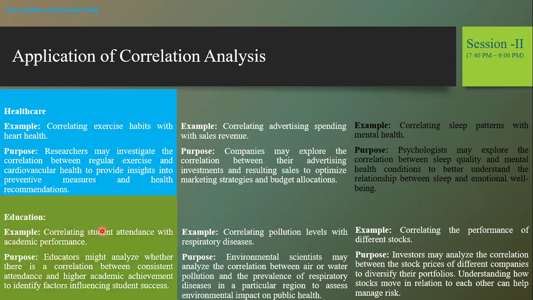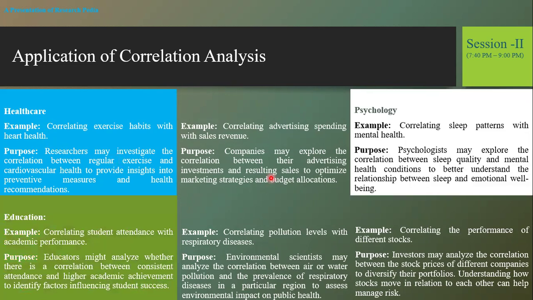The next thing that you may be interested in, in the education domain, is correlating students' attendance with their academic performance. Educators might analyze whether there is a correlation between consistent attendance and higher academic achievement to identify the factors influencing student success. You may also be interested in the psychology domain in order to find out whether sleep patterns are associated with mental health. So psychologists may explore the correlation between sleep quality and mental health conditions to better understand the relationship between sleep and emotional well-being.